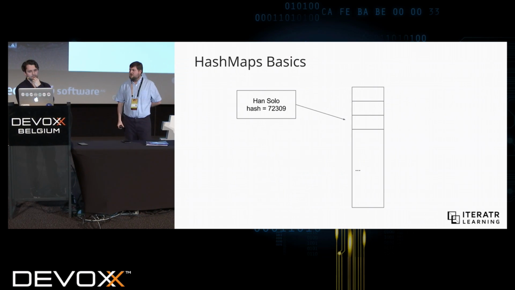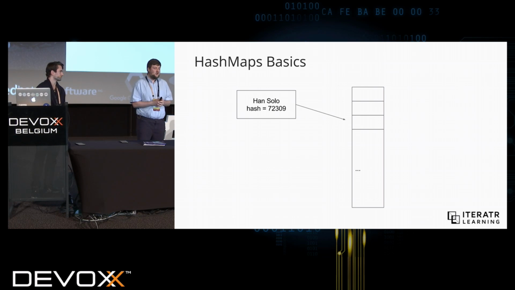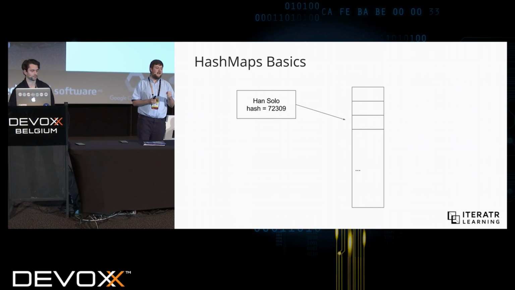Excellent. So, the very basics of hash maps, which I'm sure everyone's familiar with, but let's just mention it anyway. We have a backing array of entries, and we want to put a key into that map. So we hash the values in that key, we get a hash code, and then we apply a modulus of the length of that array, and that gives us a slot to put it in.